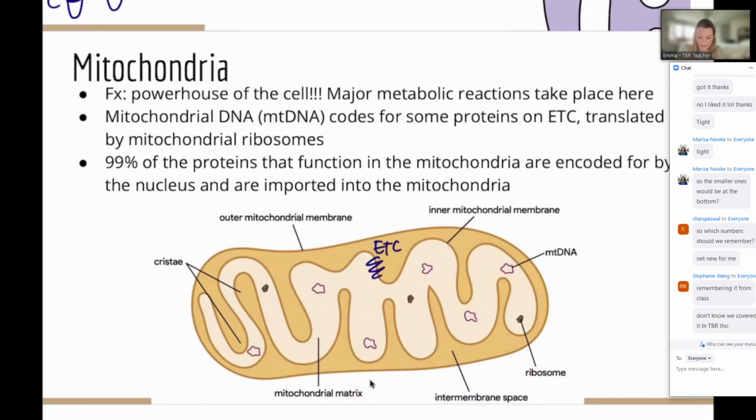And remember, it's a double membrane again. We've got our outer membrane and our inner membrane. That comes into play when you talk about where different steps of cellular respiration are going on. Are they in the cytosol? Are they in the matrix? Are they in the membrane? Are they in the intermembrane space? Are they crossing the membrane? Those are some good things to be aware of.